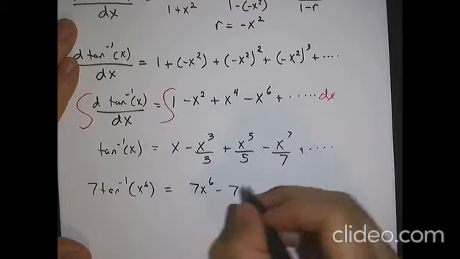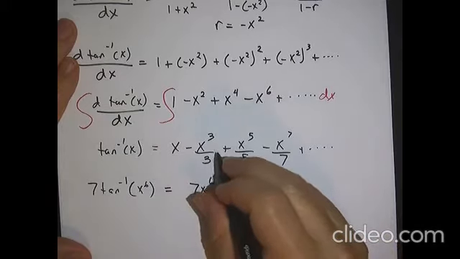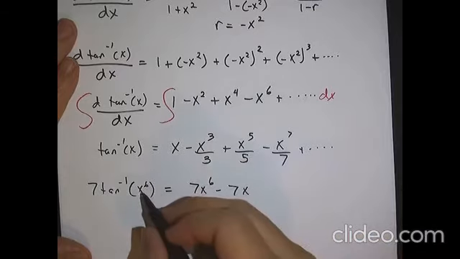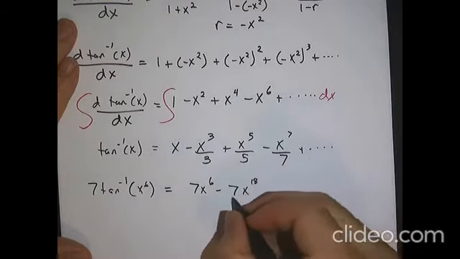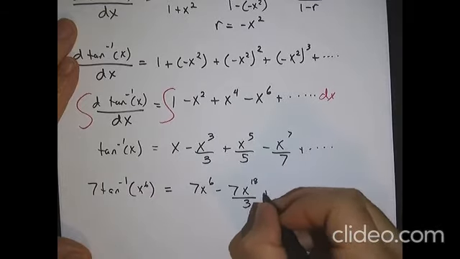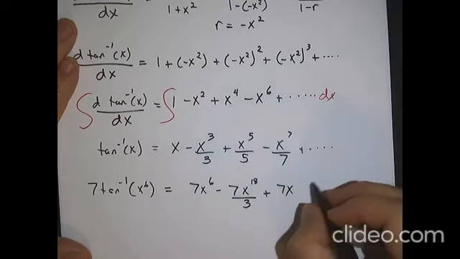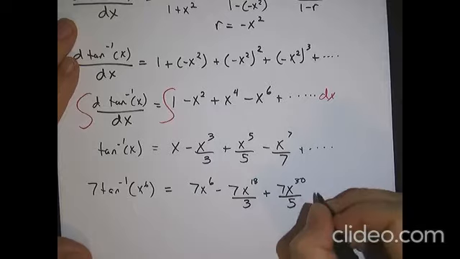minus 7 times, it says x to the 3rd, but we're substituting an x to the 6th, so x to the 6th to the 3rd. So if I substitute this in here and raise it to the 3rd power, that is the 18th power over 3. Plus 7x to the 5th, but I'm subbing in an x to the 6th, so that's 5 times 6 is 30 over 5.